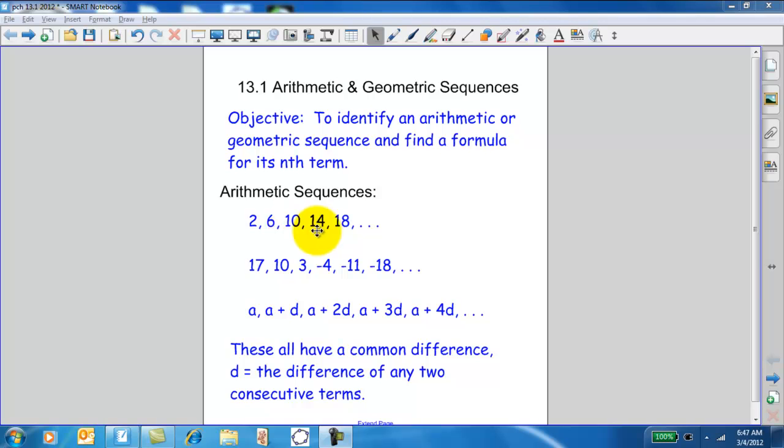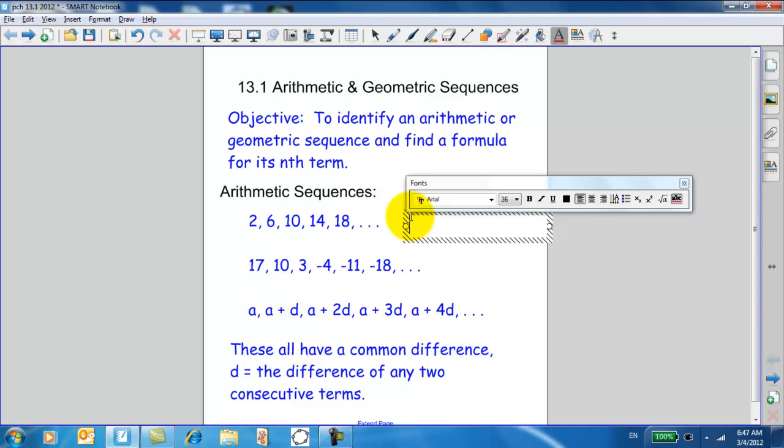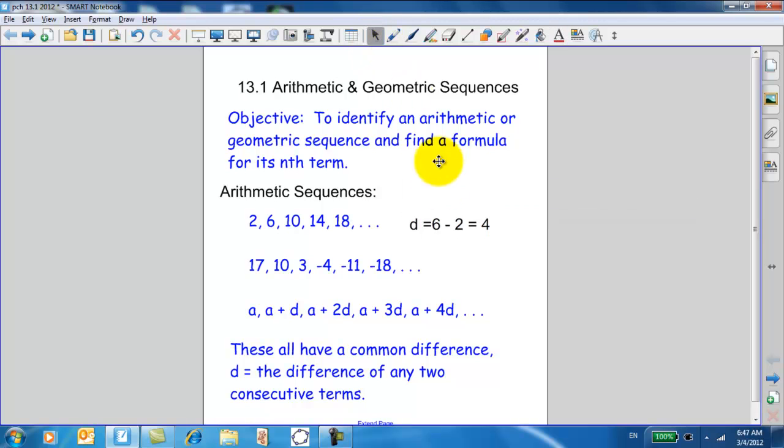First, some arithmetic sequences. Here we've got 2, 6, 10, 14, 18. Notice how you keep on going up 4 each time. And this is something called the common difference. So let's add that in here. The common difference, d, equals the difference in two successive terms. So 6 minus 2 equals 4. So we get a common difference of 4 on that one. Okay?